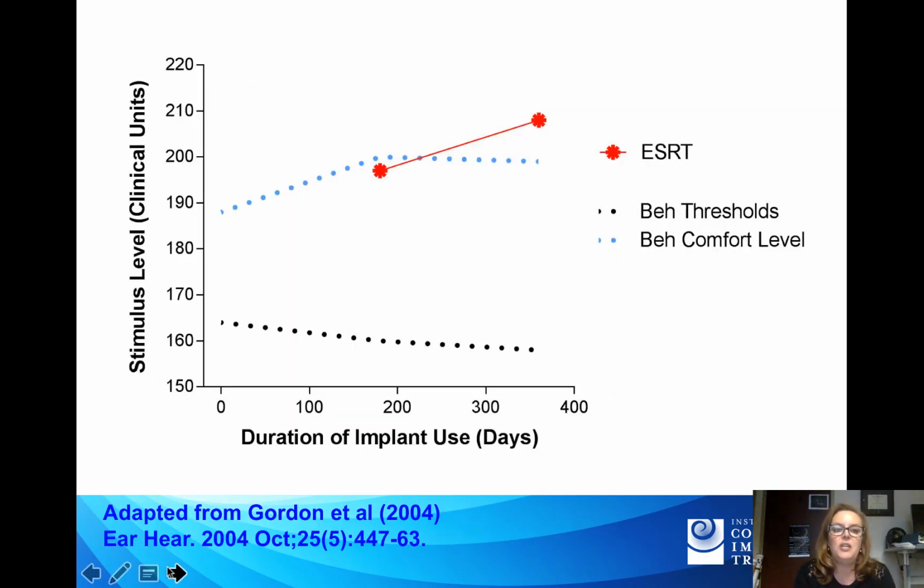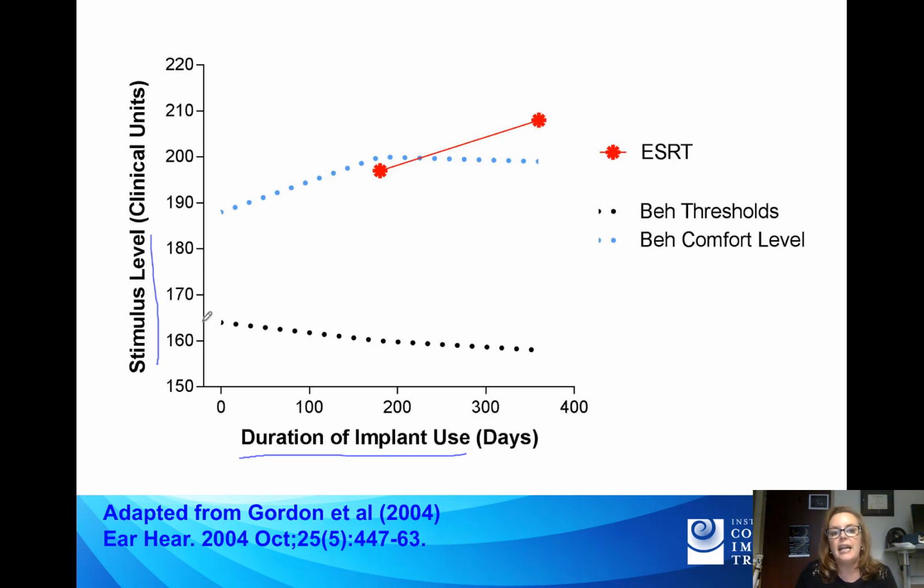Okay, so what I'm showing you here is stimulus level on the left, or the y-axis. So we've got stimulus level in clinical units. And then along the x-axis, this is duration of implant use in days. So I have recreated some of these data that appeared in this Gordon et al. 2004 paper from Ear and Hearing.